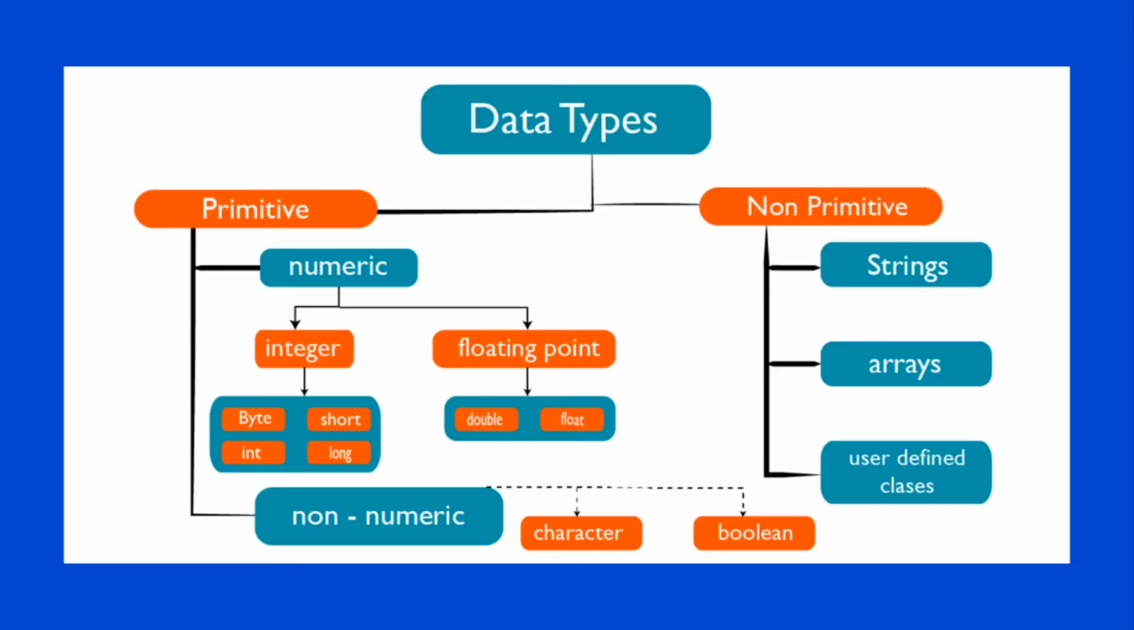So here is a chart showing different types of data types. There are two main types, primitive and non-primitive. Then we have two further categories of primitive: numeric and non-numeric. Numeric has two types, integer data types and decimal point or floating point. Integer has byte, short, int, and long, and floating point has double and float. Non-numeric has character and boolean.